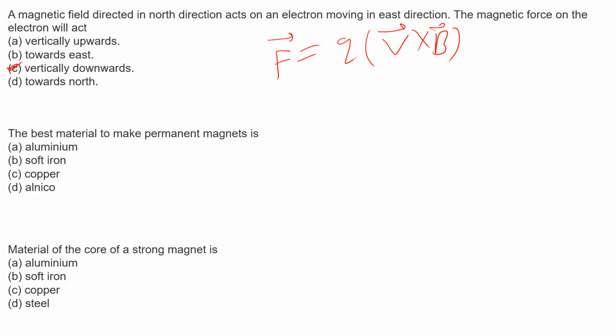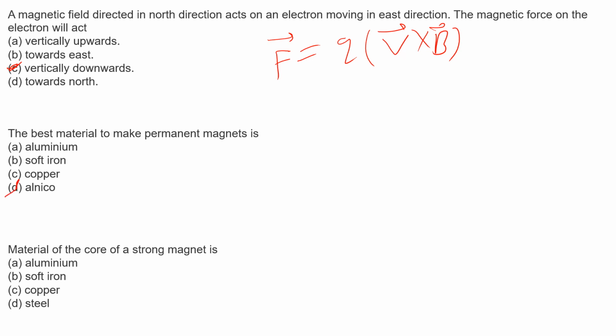The next question is the best material to make a permanent magnet. To make a permanent magnet, you should remember that we need a material which has a high value of remanent magnetization and a high value of coercivity. So here the options are aluminum, soft iron, copper, and then alnico, right? So the correct answer of this question is alnico, because alnico is an alloy which has a high value of remanent magnetization and a high value of coercivity. So the correct answer of this question is option D.